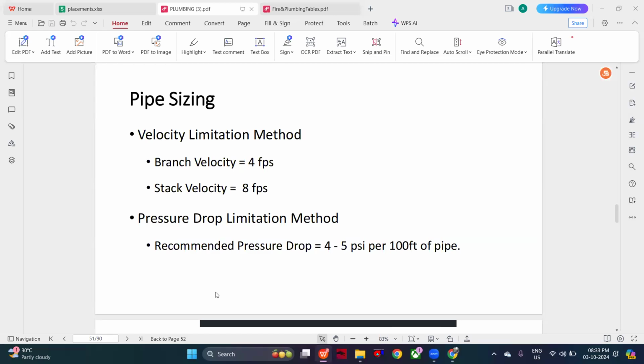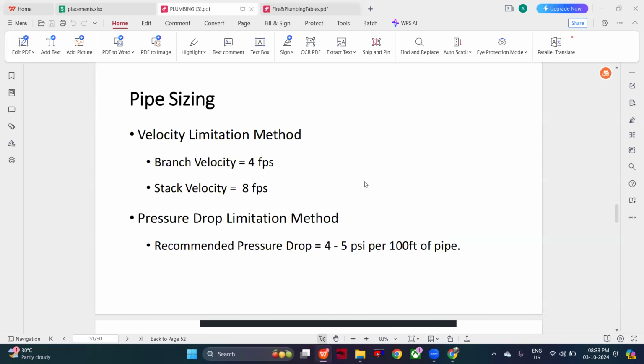So now we're going to do the pipe sizing, pipe sizing for a supply pipe or supply system. These are the things you have to follow. That means these are the rules or the criteria you have to follow to do the pipe sizing.